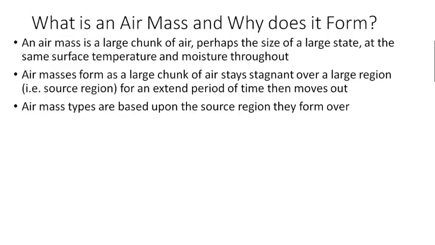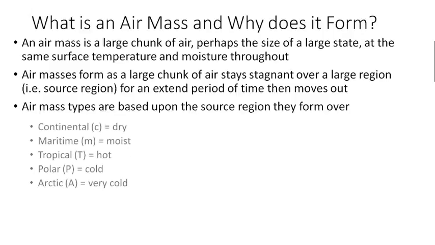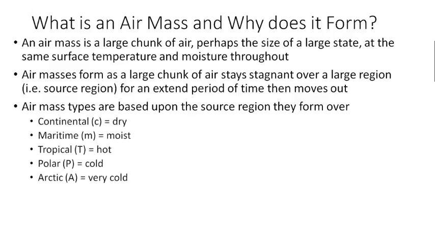It's kind of like if you go visit someplace for a month, you pick up the accent of that location. That's the way air masses form, by picking up the characteristics or accent of their source region. Once they dwell over their source region, they go on the move and take that accent or that moisture or temperature with them. Then we have these five main air mass types, again based upon moisture and temperature.